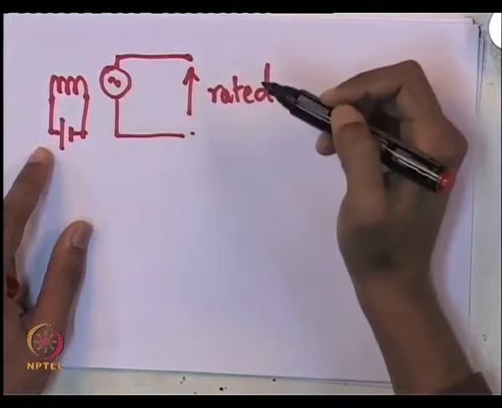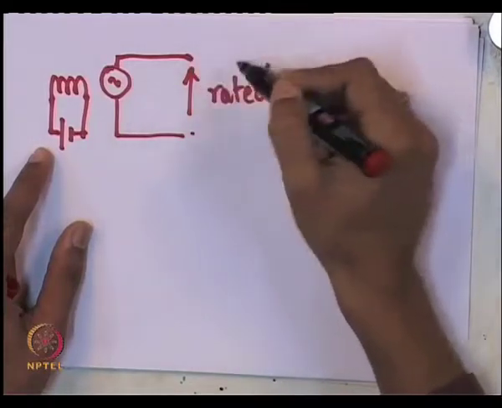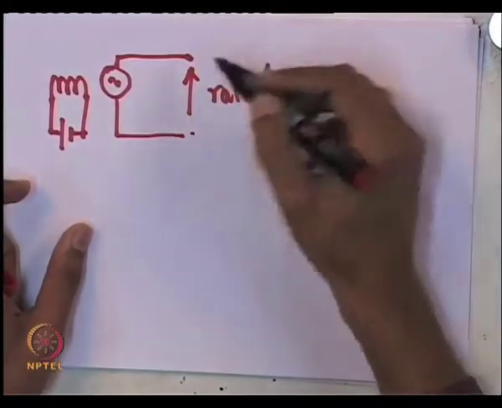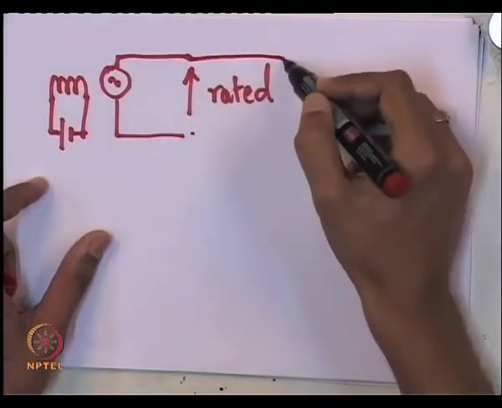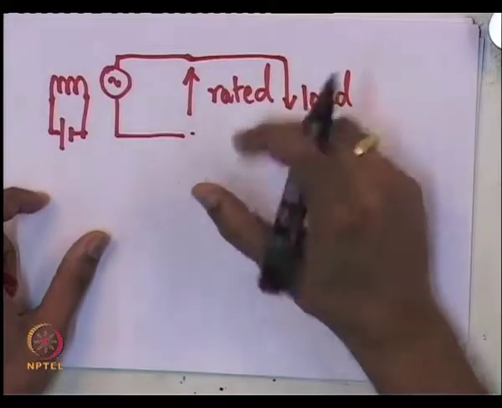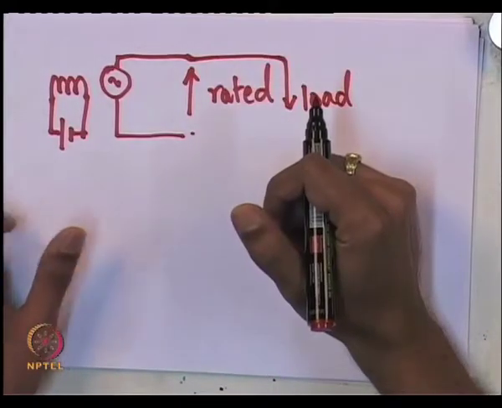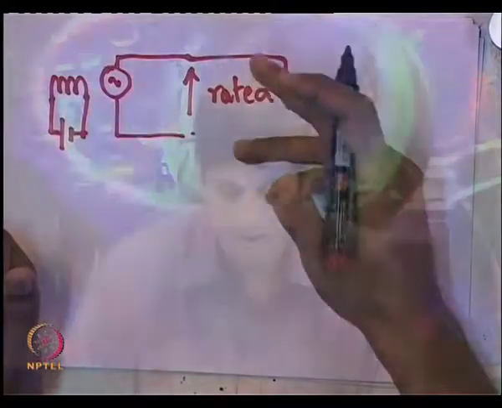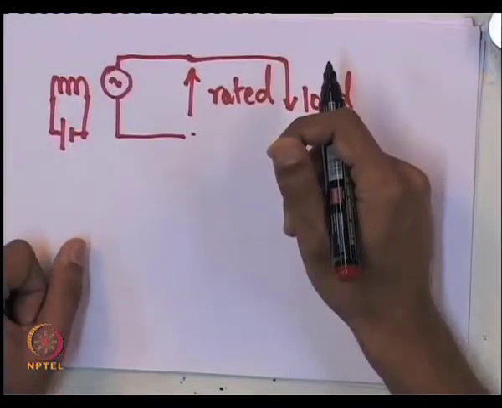Now, the important point here is, if I start loading a synchronous machine, you will find that the voltage keeps on dropping, and this drop can be very significant, in the sense that if you take a typical synchronous machine, you will not even be able to load it to its full rated value unless you increase the field voltage.